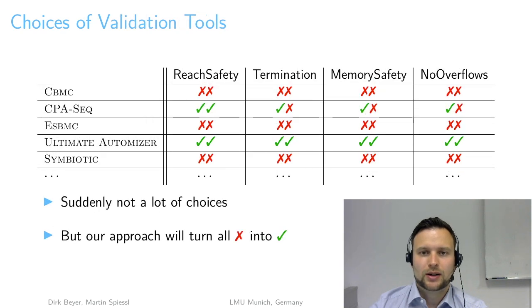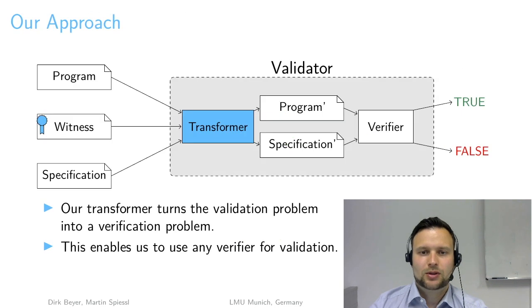Each combination has 2 marks here, because we need to distinguish between correctness and violation validation. The limitations shown by the red marks here are bad from a scientific standpoint, since we want to reduce technology bias and combine different concepts. This is where our approach comes into play. It suddenly turns all red marks into green check marks. Cool, isn't it? We turn the validation problem into a verification problem by encoding the semantics of the validation into a new program and specification. This lets us then use an arbitrary verifier for validation.